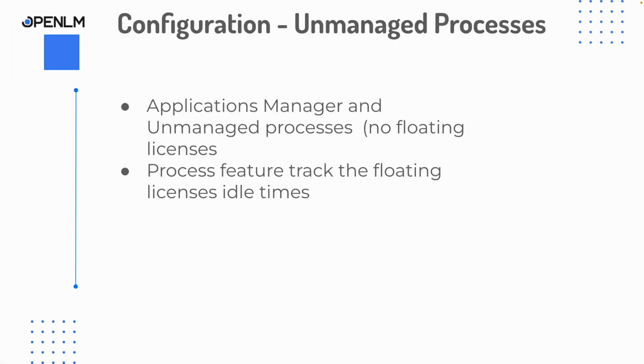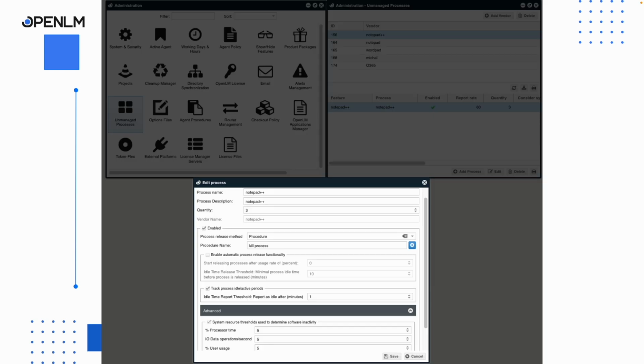Now, let's talk about the configuration of the unmanaged processes. The process is pretty much the same. You need to go to your Easy Admin user interface, click Start, Administration, and look for Unmanaged Processes. Again, if the process that needs monitoring is not already on the list of processes, it needs to be added manually. For this, again, go to Administration, Unmanaged Processes, and add Vendor. Configure the process window to monitor idle licenses, then provide a feature name. It can be, for example, Notepad++.